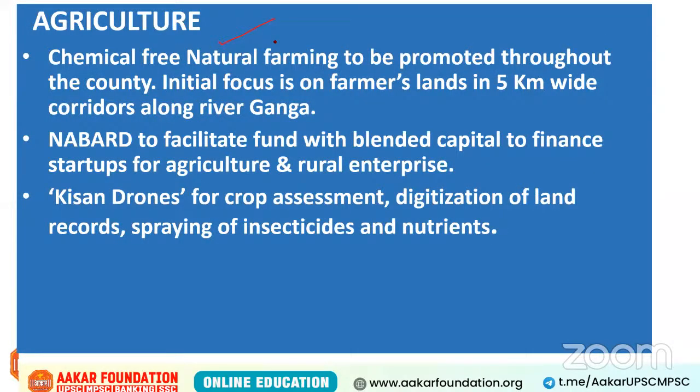So first, as I discussed, is agriculture. Agriculture will have the following provisions. These are the major highlights: sustainable agriculture or chemical-free natural farming to be promoted throughout the country. Initial focus will be on the farmers' land in the 5-kilometer wide corridors along the river Ganga. Then NABARD to facilitate a fund with blended capital to finance startups for agriculture and rural enterprise.